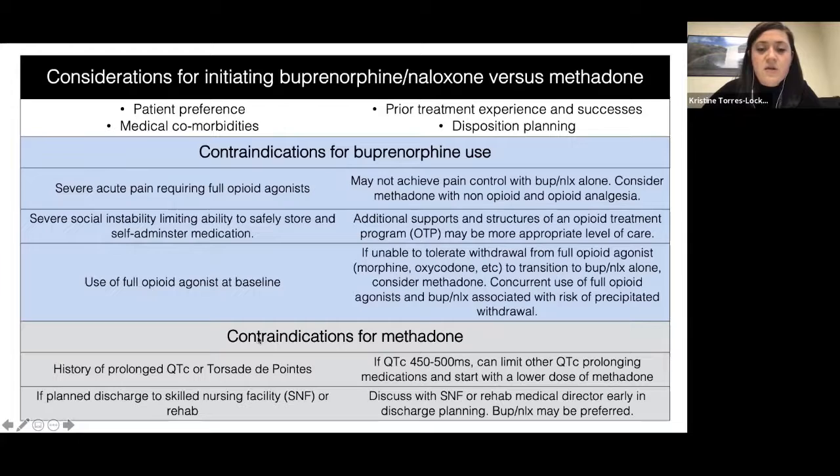And then the only real contraindications for methadone are a very prolonged QTc. I generally think of about 500 as the cutoff, or if they've had any history of torsades, that would be a contraindication as well. If someone has a QTc that's 500-ish or 450, sometimes we just start at a lower dose of methadone and monitor closely and look at other medications they're on. And obviously being discharged to a SNF is not a contraindication to methadone, but it can be very challenging. So I would talk to your social workers and discharge planners up front, and maybe buprenorphine is a little bit easier in that setting.